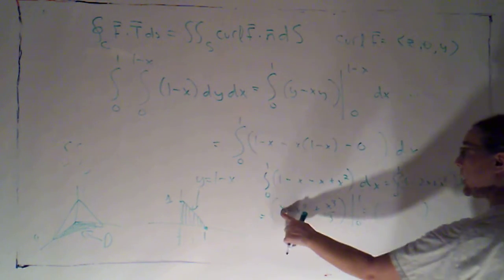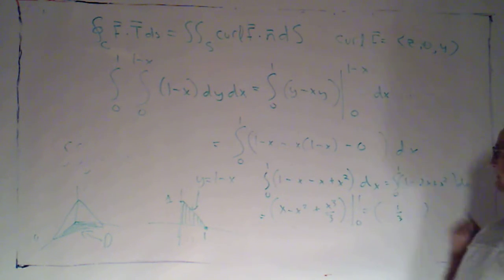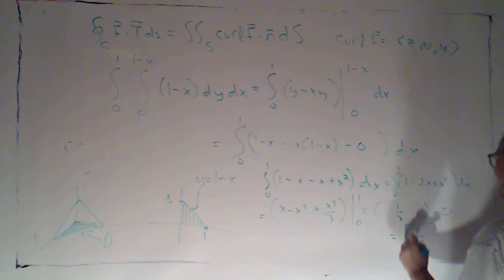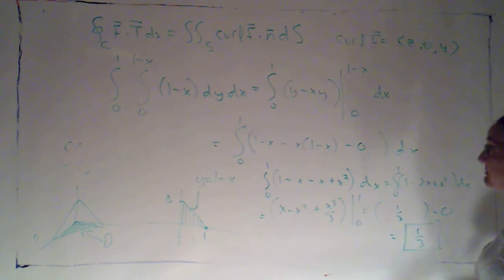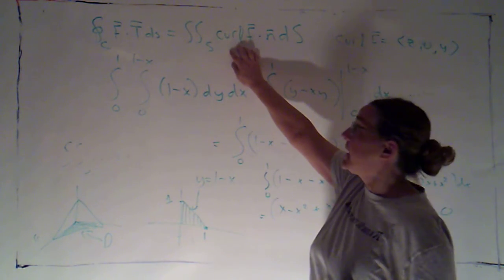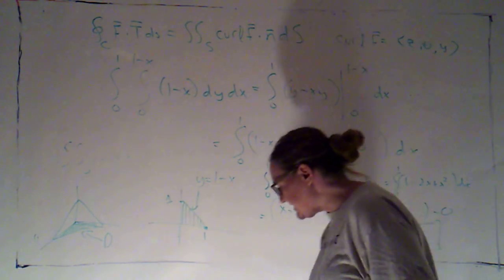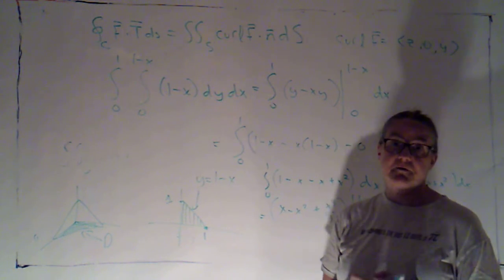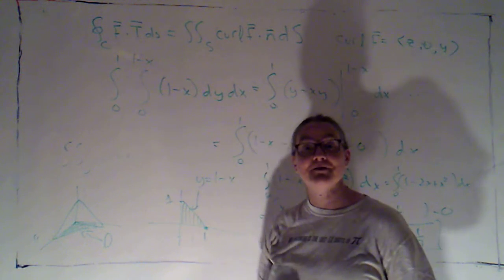When I plug in 1, I'm going to get 1 minus 1 plus a third. And when I plug in 0, I'm going to get 0. So all of that, and we get 1/3. Okay. Now, that took a while. These integrals do tend to take a while. But I still think it was probably faster than parameterizing 3 separate line segments and doing 3 separate line integrals. Although we certainly could have done things that way, and we would also get, if we do that, 1/3.